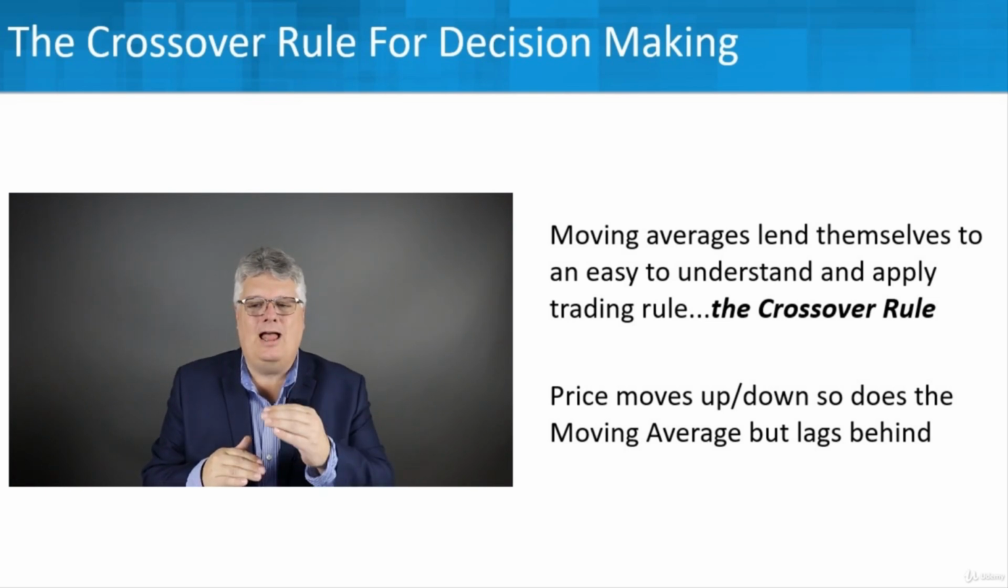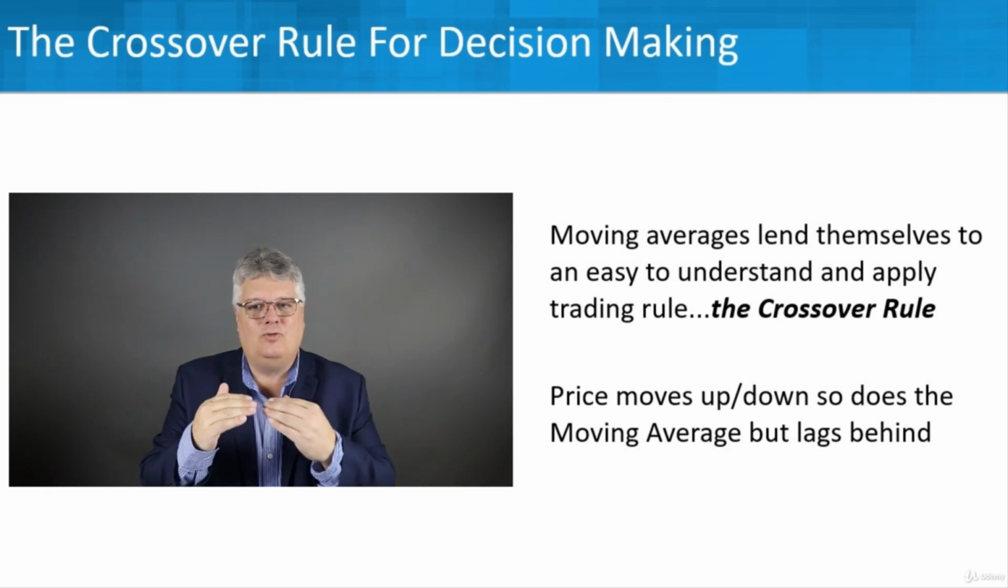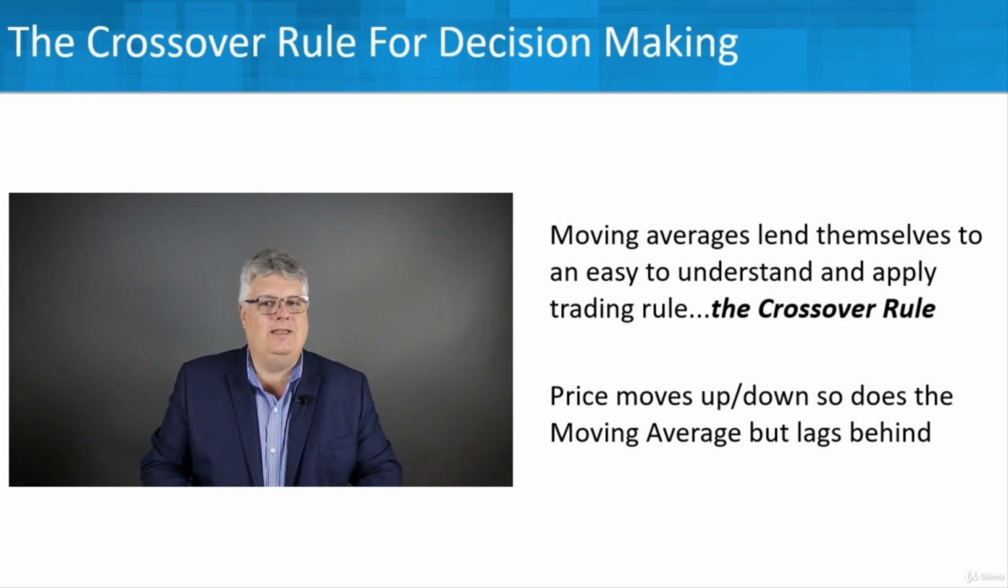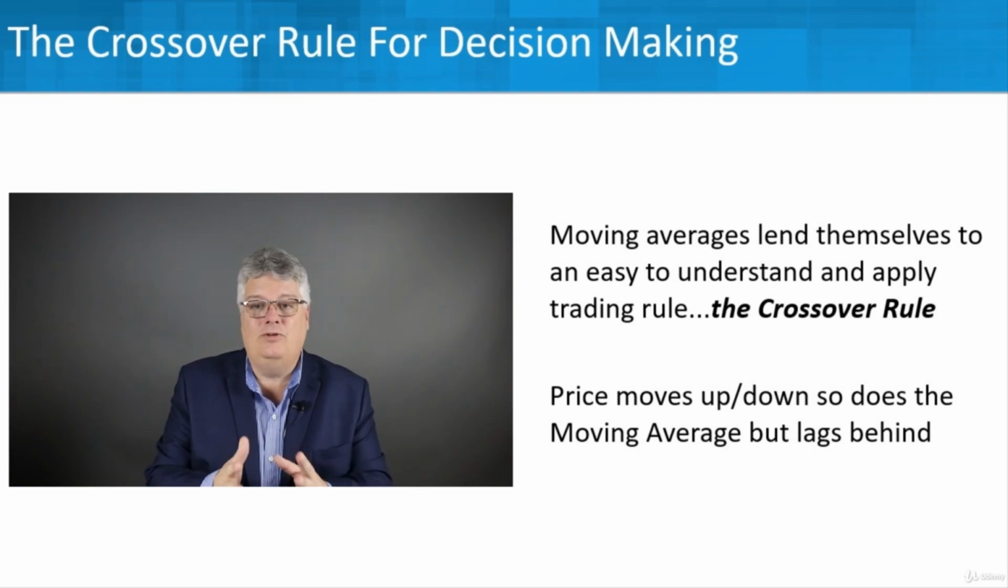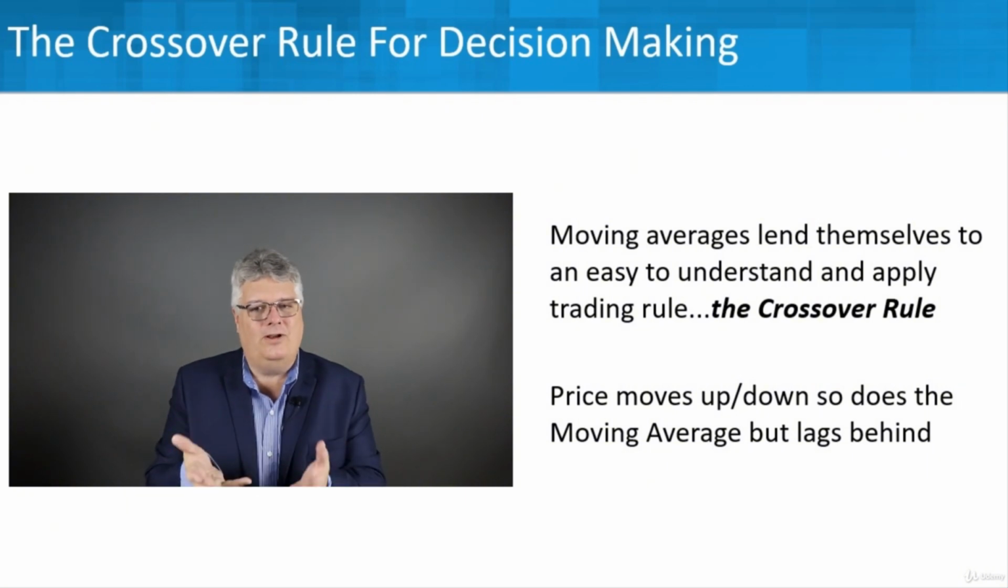As prices move up and down, so does the moving average move up and down as well, and it lags a little bit behind it, but when they start crossing over, that means something's happening, and we want to make decisions around what might be happening around that. So let's talk about the crossover rule and how we can use these moving averages to help us make better decisions as traders. And the crossover rule is actually very simple to understand.